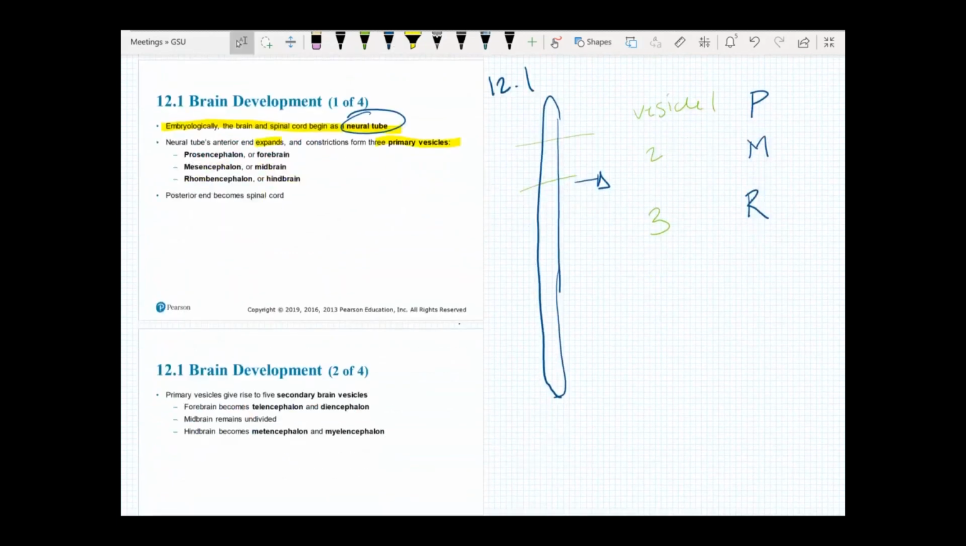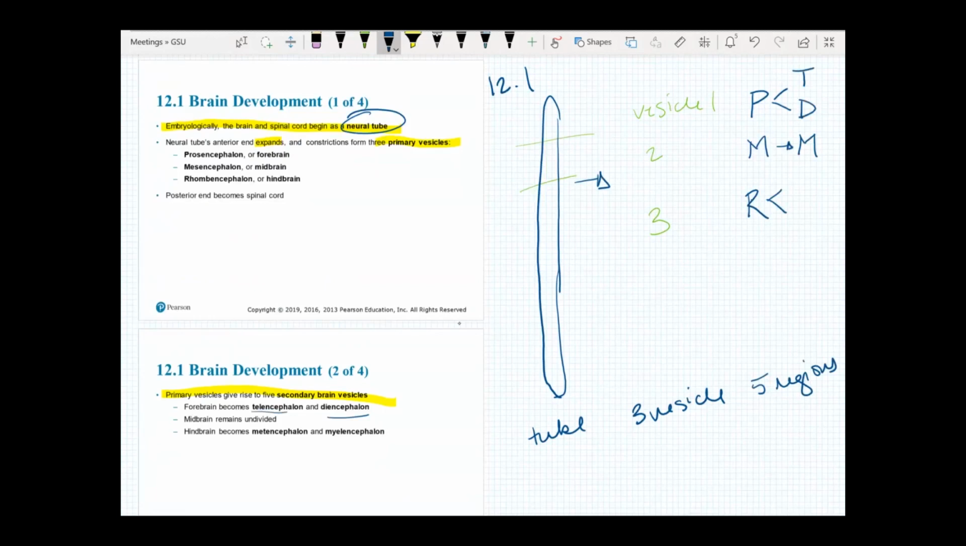Your prosencephalon will become two different sections. Your mesencephalon will stay its one section, and your rhombencephalon, or your hindbrain, will become two separate sections. So that's what's going on here. Basically, when you look at it, it goes from one tube to three vesicles to essentially 5 regions. So your prosencephalon will become your telencephalon and your diencephalon. That's these guys right here. Your mesencephalon will stay your mesencephalon, and your rhombencephalon will become your metencephalon and your myelencephalon.